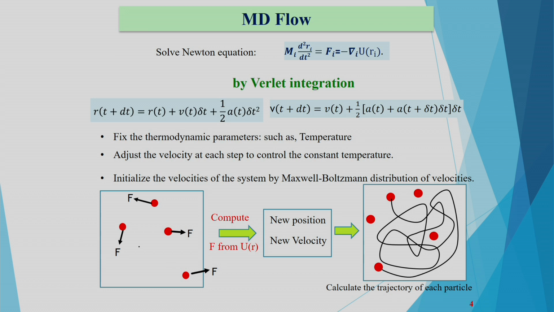So, these red particles were initially having a configuration like this, and then these are the new configurations, and then they will go to further new configurations, and so on. And this is how the MD flow goes on, where we understand how the flow of these particles is computed.